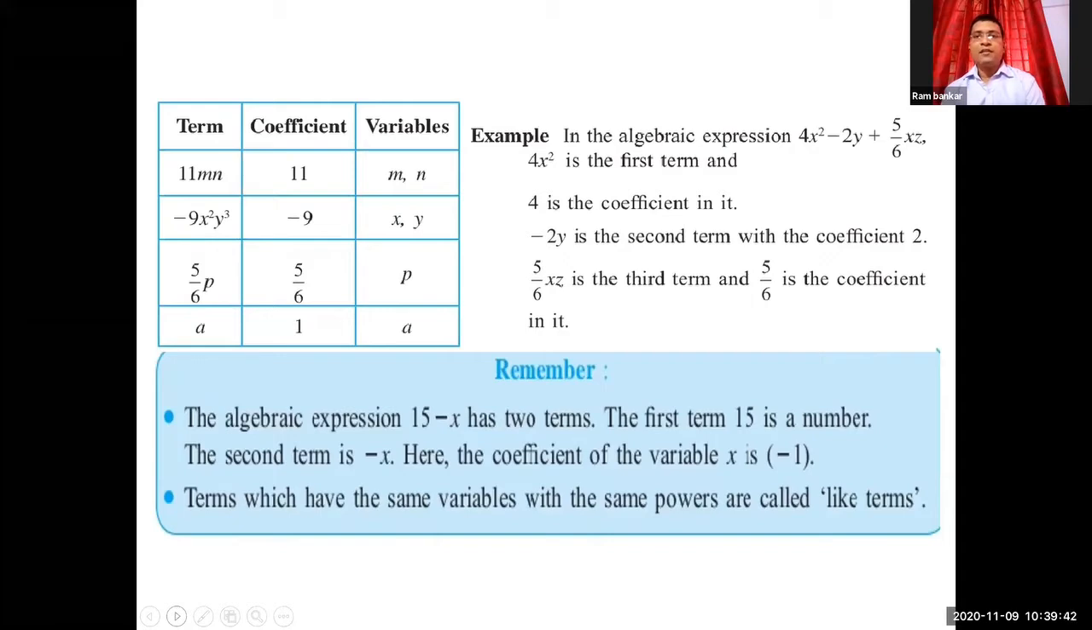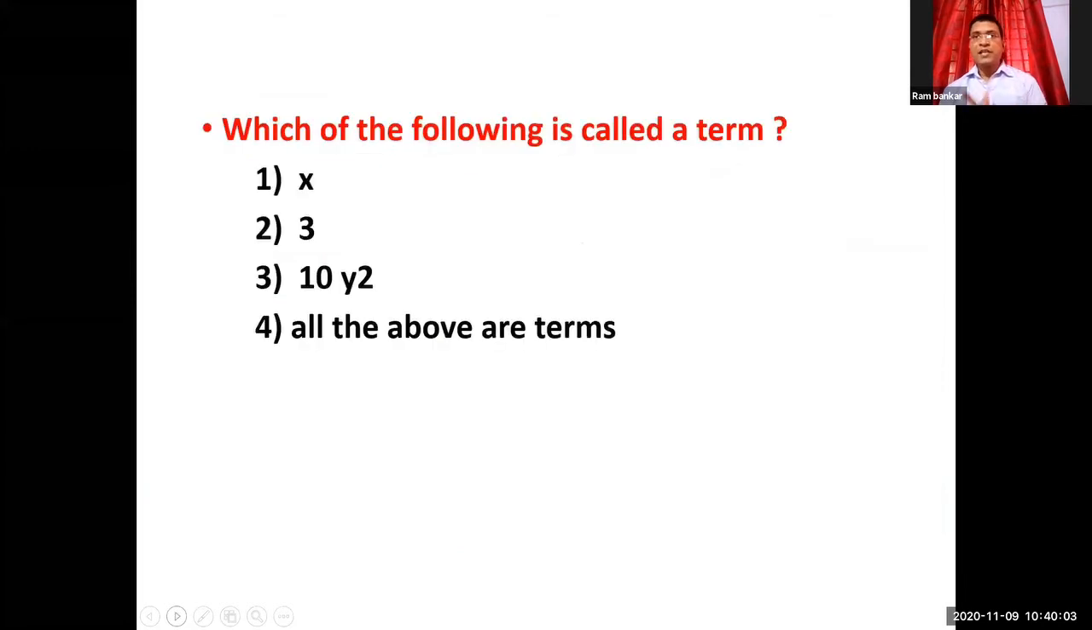Look at the second line. Terms which have the same variable with the same power are called like terms. This is the new concept for you. Terms which have the same variables with the same power are called like terms. On the next slide, we will see what is a like term and what is an unlike term.